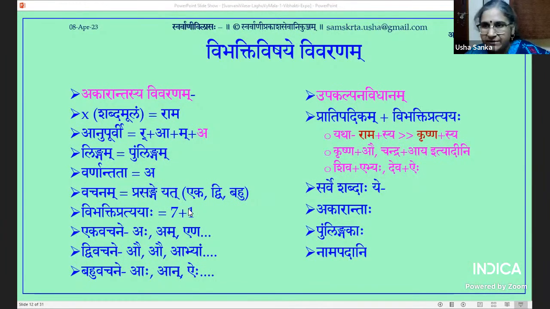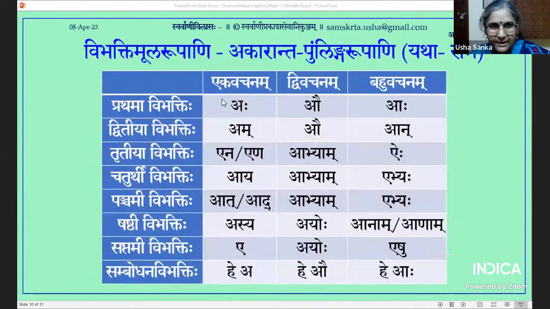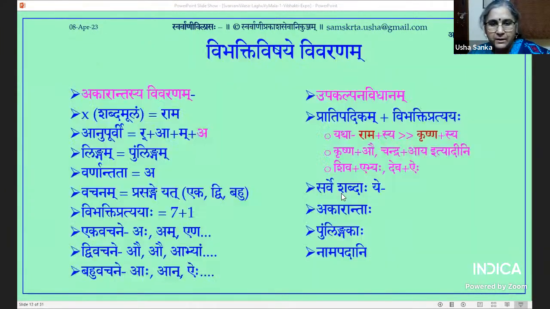The Vibhakti Pratyayas are 7+1. The Ekavachana will have aha, ena, aya. These are all Ekavachana Pratyayas, these are Dvivachana Pratyayas, and these are Bahuvachana Pratyayas. Then we will do the replacement for all the Akaranta Shabdas. We'll take Krishna, remove Rama and put Krishna: Krishnasya. If we want to say of Rama, we'll say Ramasya. If you want to say of moon, what will we say? Somebody? Of moon, I want to say of moon.